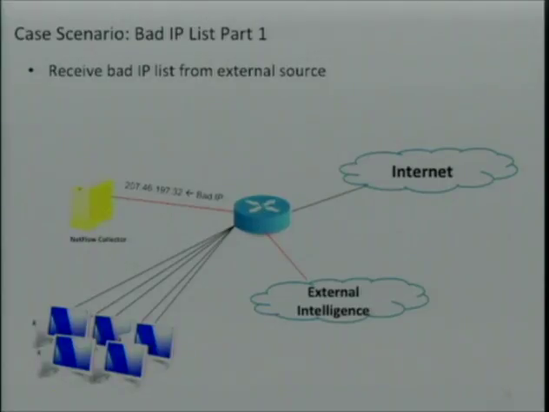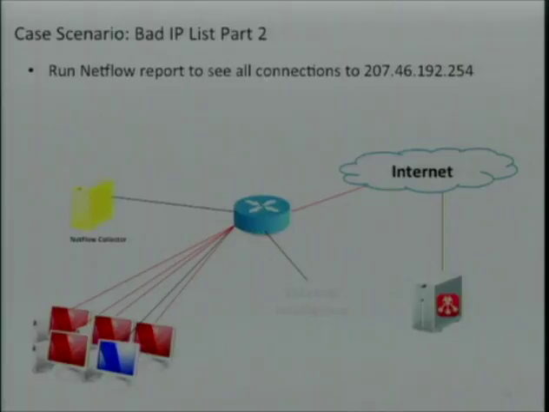Bad IP list. Say you get external intelligence from a trusted source such as law enforcement or a colleague. They send you some information about a bad IP, and you don't want any of your hosts communicating with it. What you can do is run a NetFlow report for all connections to the external IP. Then you can dig further into your investigation as to why these hosts were communicating with that bad IP.